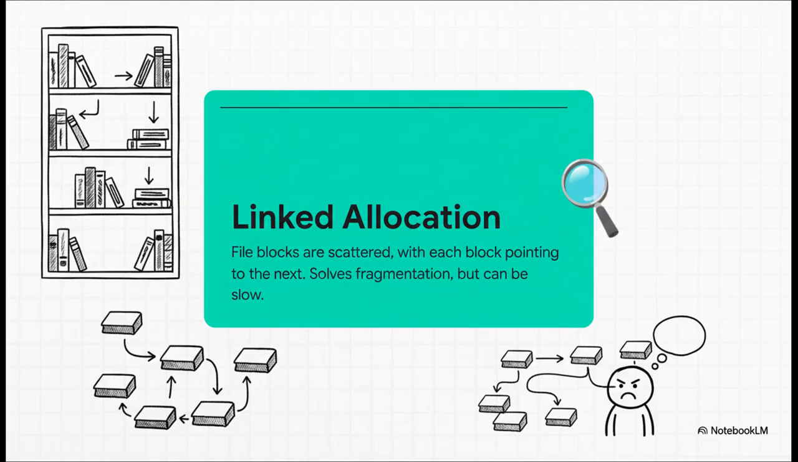Next, we have linked allocation. Now, with this method, you can put the volumes of your encyclopedia on any free shelf anywhere in the library. Each volume just has a little note on it that says, hey, the next volume is over on that shelf. This totally gets rid of fragmentation, which is awesome. But if you want to find volume 10, you have to start at volume 1 and follow the chain, which can be really slow on an old-school spinning hard drive. Of course, on modern SSDs, this penalty is way, way smaller, which has really changed the game.